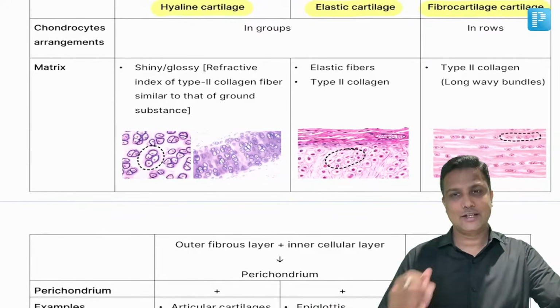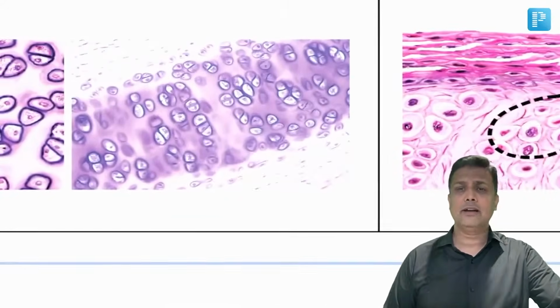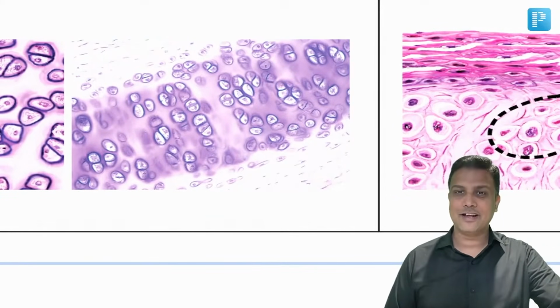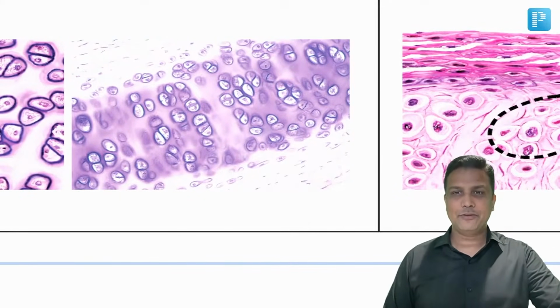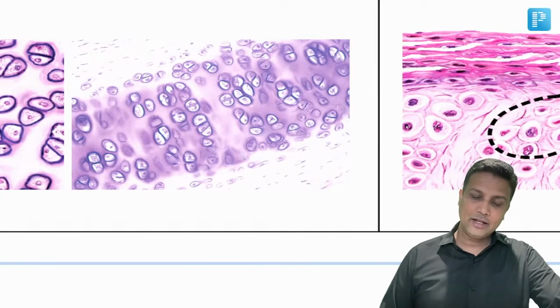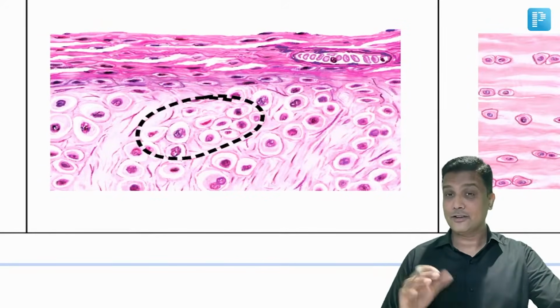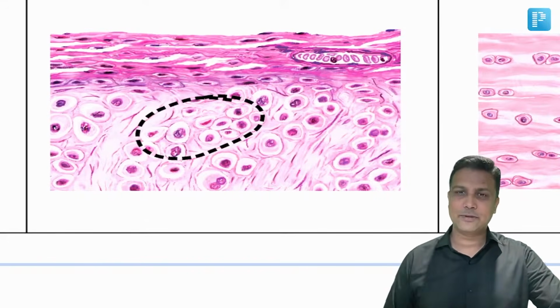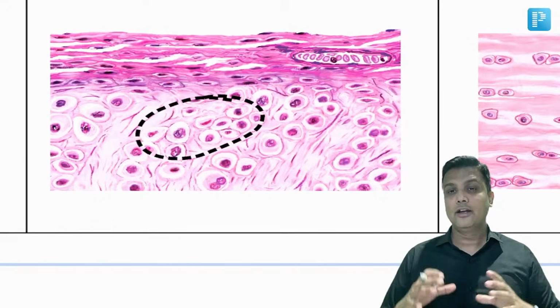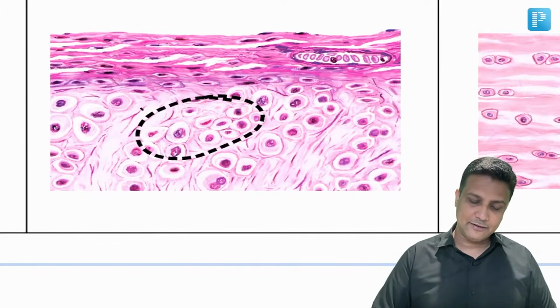Remember, now you have to look for the second point, that is the matrix. If you look at the matrix in the hyaline cartilage, the matrix is very clear. From the name itself we can understand hyaline. The word comes from hyalos: glass-like, transparent, shiny. So therefore it is hyaline cartilage. And if the matrix has branched elastic fibers, short and branched elastic fibers present over there, with the help of those fibers you can easily identify, yes sir, this one will be the elastic cartilage.